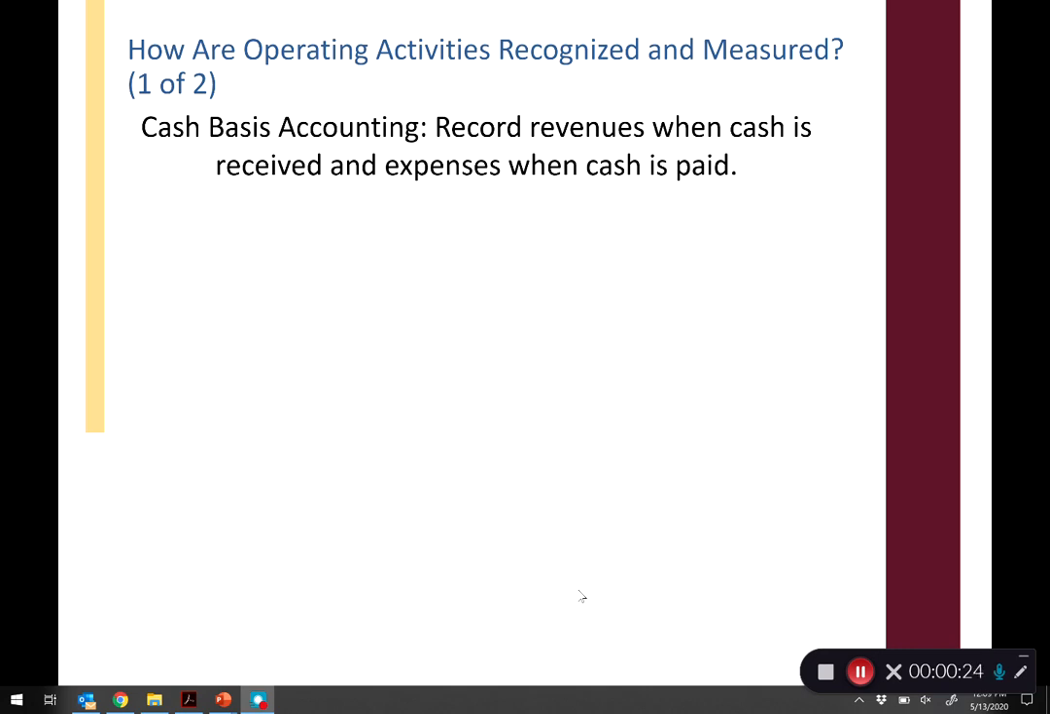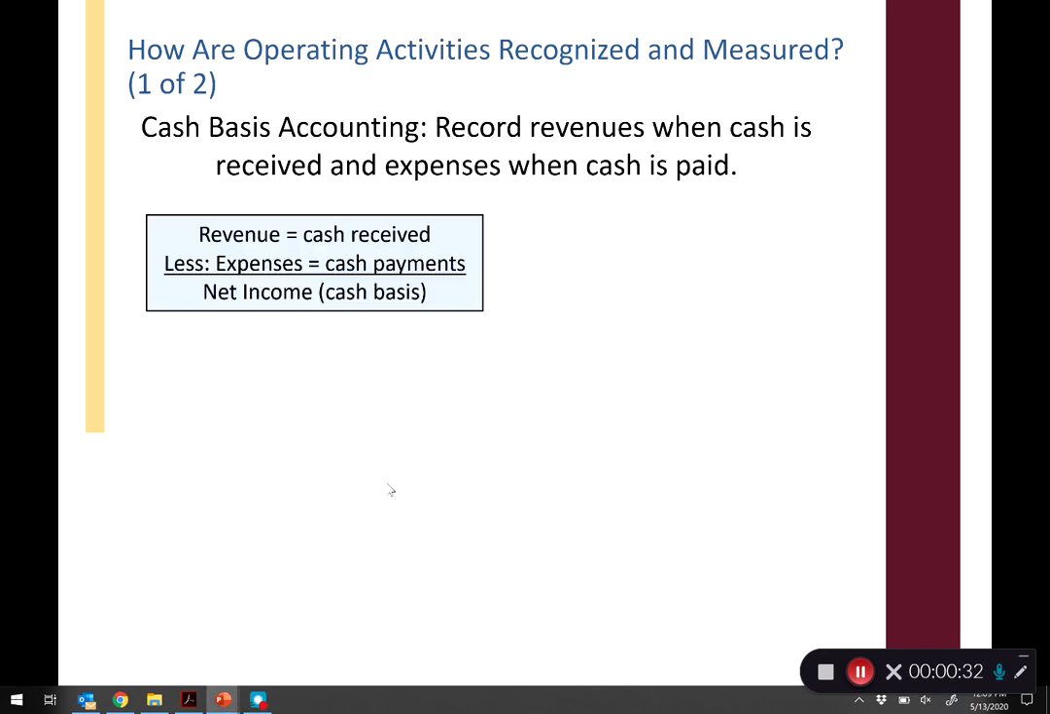So with cash basis accounting, we record revenues when cash is received and expenses when cash is paid. That makes life pretty easy. Revenue is simply equal to the cash received. Expenses would be equal to our cash paid. And then our net income would be the difference between the cash received and the cash paid.